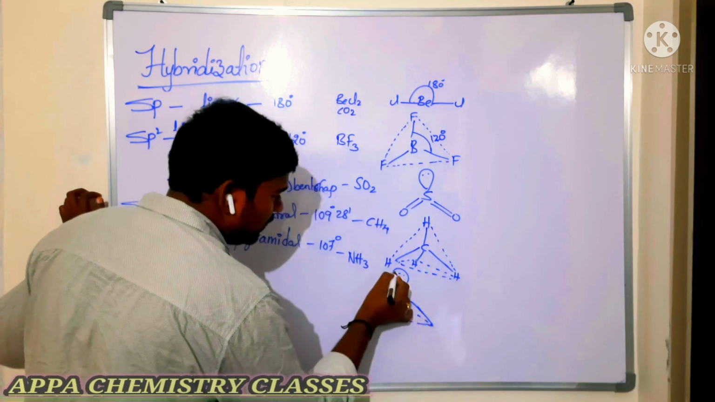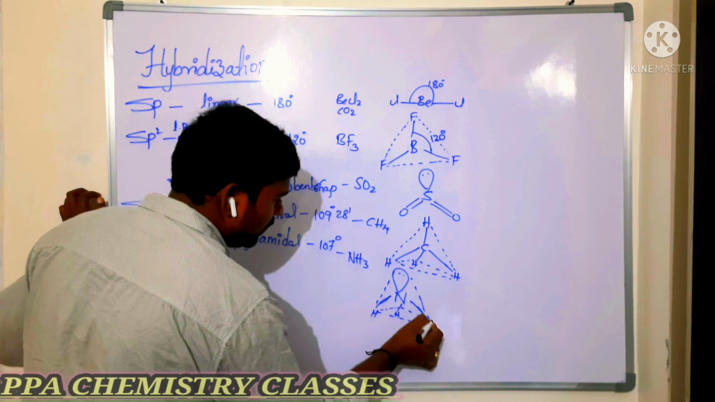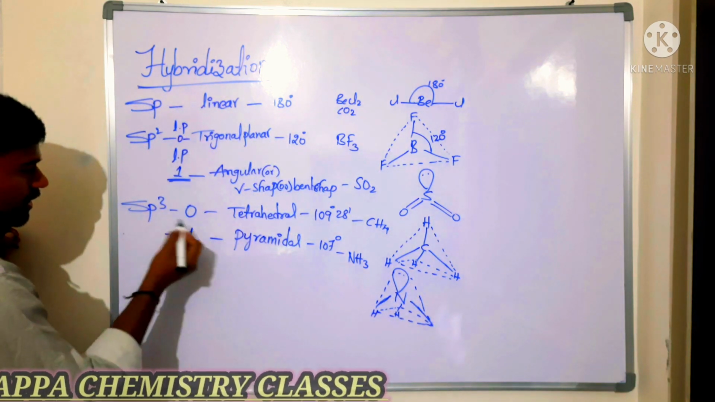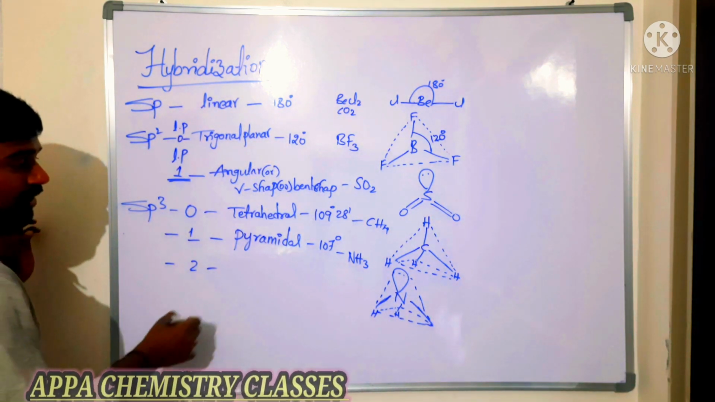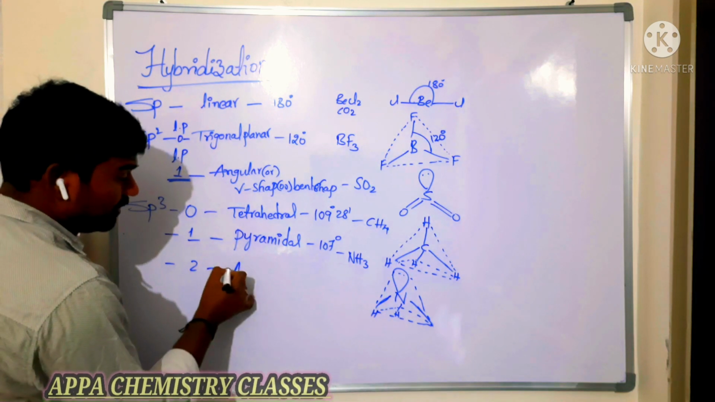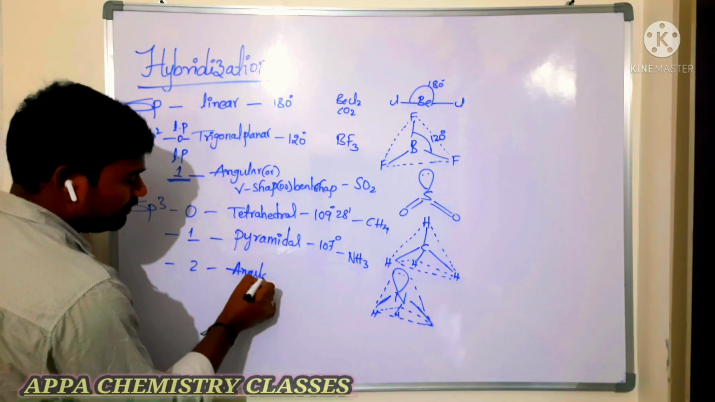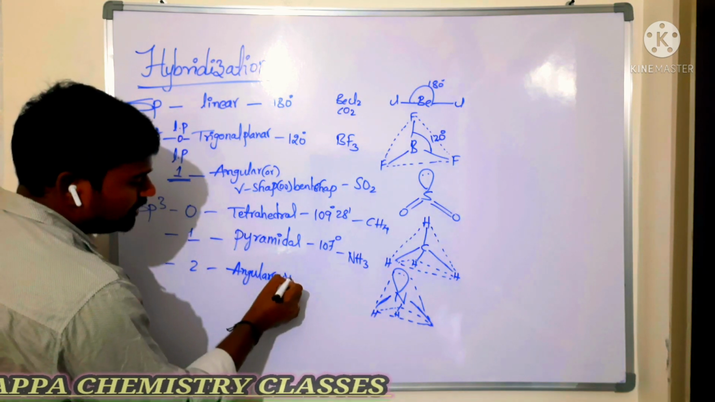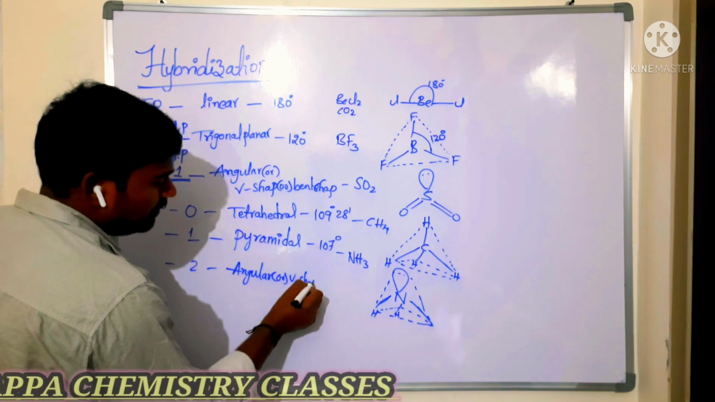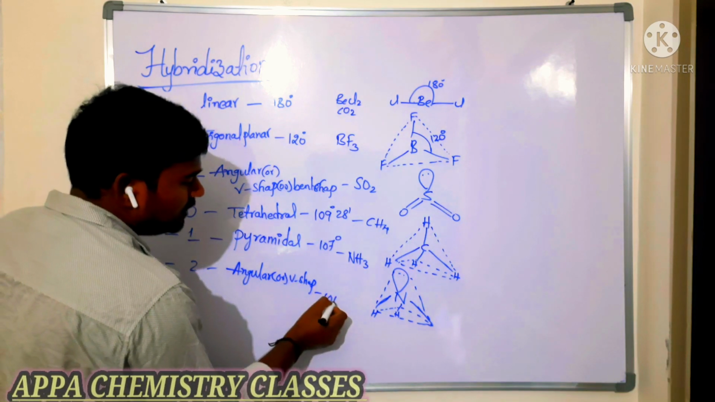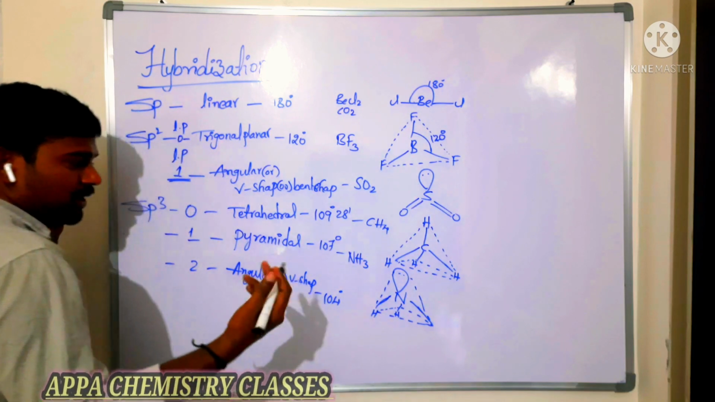It is a pyramidal shape. Okay. So next we are going to see sp3 with the two lone pairs. sp3 with the two lone pairs is called what? Angular shape, angular, or V shape or bent shape. Okay. So now 104 degrees approximately I am writing. I am not considering the minutes.